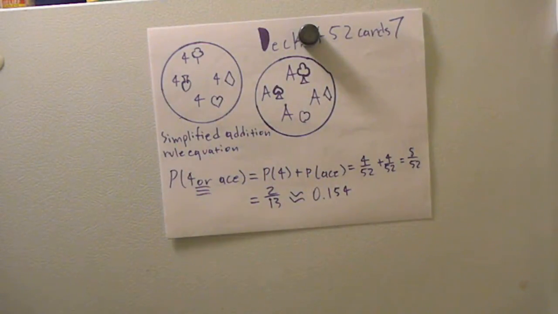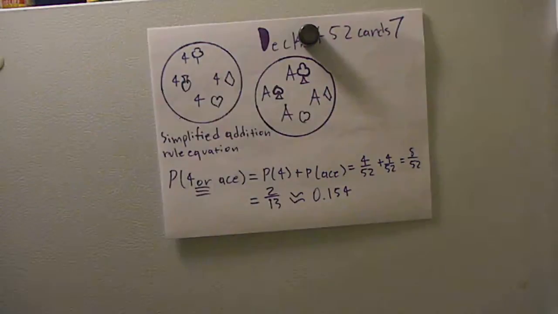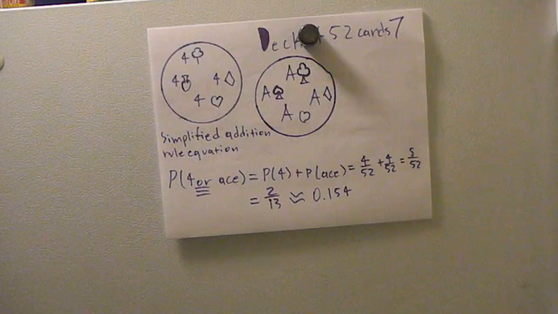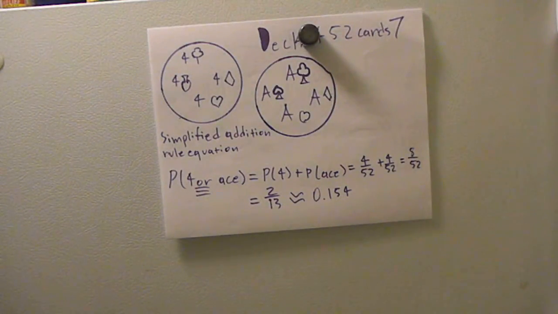When selecting a card from the deck, we find that the events are mutually exclusive. There's no intersection. So we use the simplified addition rule. The probability of selecting a 4 or an ace equals the probability of a 4 plus the probability of selecting an ace, which equals 4 out of 52 plus 4 out of 52 equals 8 out of 52 equals 2/13, and is approximately 0.154. We always use approximately because we're rounding when we turn our fractions into decimals.